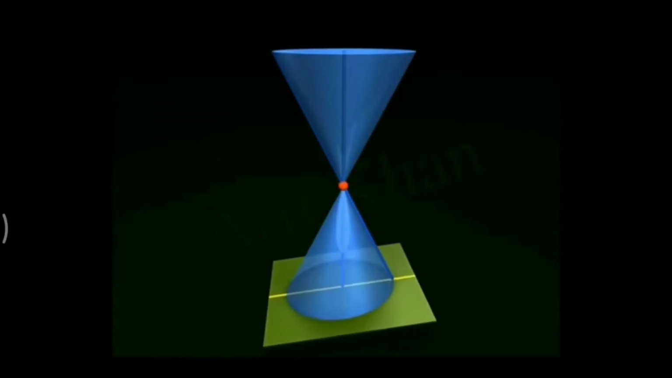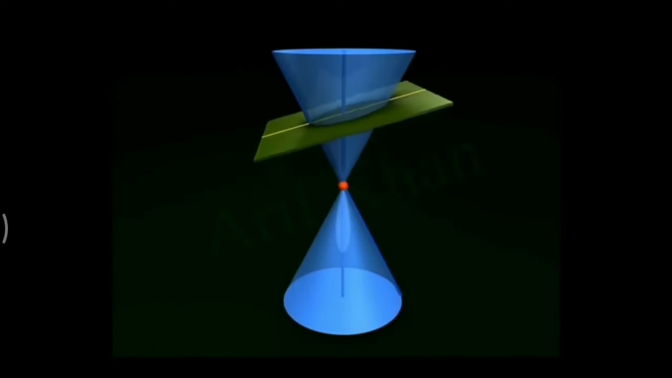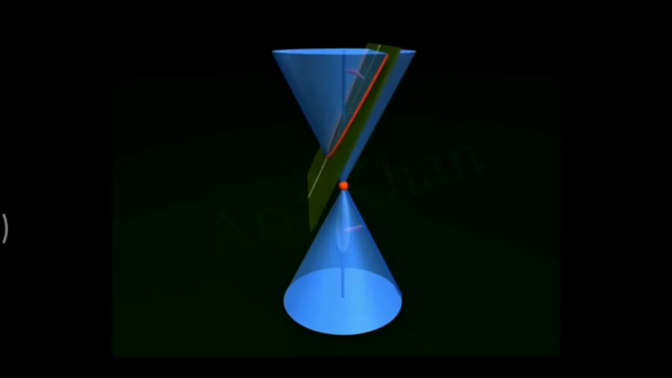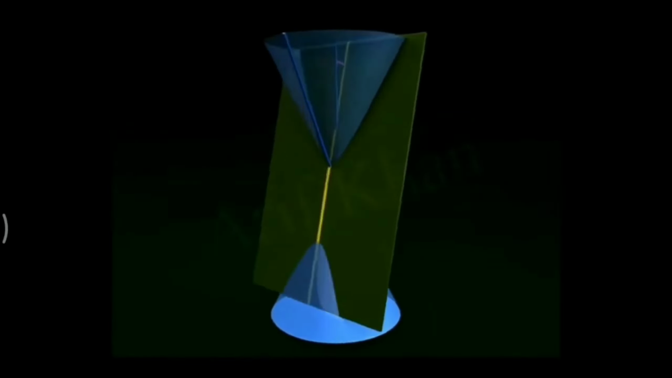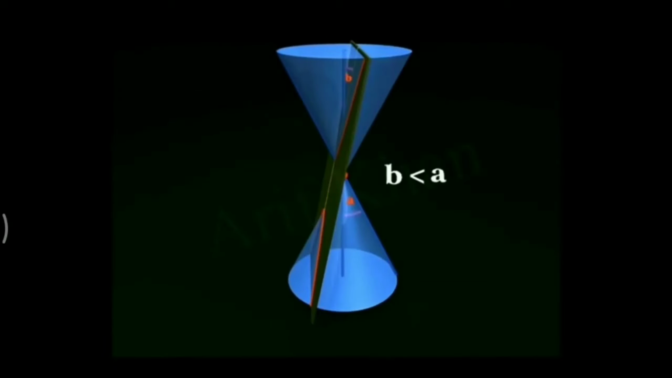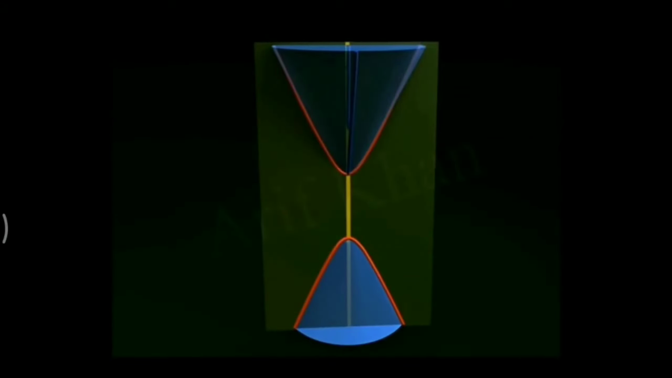Hyperbola. The plane intersects only one nappe of the double right circular cone as long as the angle between the plane and the vertical axis is greater than or equal to the vertex angle. However, if the plane intersects the vertical axis at an angle smaller than the vertex angle, the plane intersects both the nappes of a cone to form an open curve called a hyperbola, which has two disjoint curves.